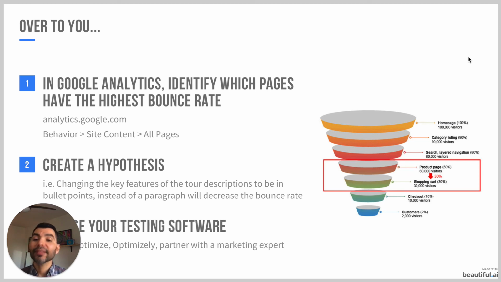And then after you've done that, you want to create a hypothesis. So this is just a prediction basically of what's going to happen, based on the test that you run. So an example of this is: changing the key features of the tour descriptions to be in bullet points instead of a paragraph will decrease the bounce rate.